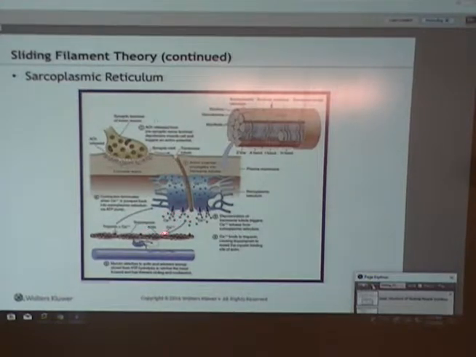Calcium binds to the troponin. That causes a shift in the shape of the molecule, which moves the tropomyosin off of the actin binding site and allows the head of the myosin to attach. Then the head flicks and drags the actin with it. Right? And the actin is attached at each end, one piece on one end of the sarcomere and then another piece of actin on the other end, and so they both get pulled closer together.